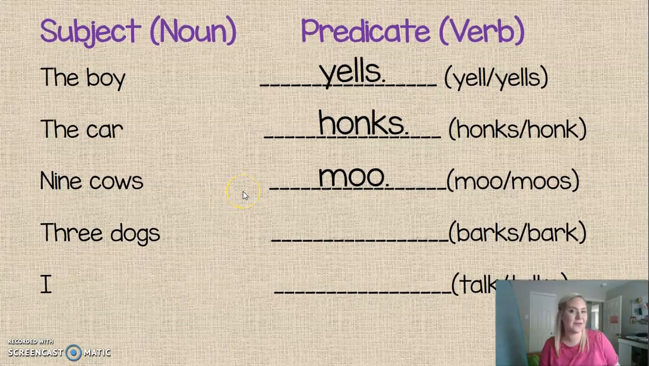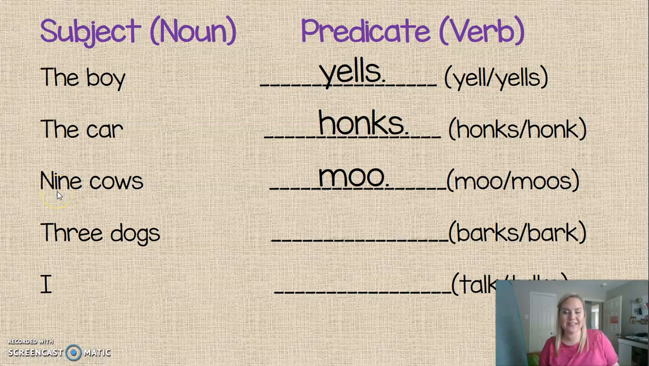All right, hopefully you got this one right. 9 cows. My first indicator that this is plural is talking about the number 9, so I know that's more than one, and I have the letter S at the end. That makes it plural. 9 cows moo. Remember, I'm not going to add an extra S to the end of my verb, so I would not say 9 cows moos. So if it sounds weird, it probably is not correct. Okay, 3 dogs barks or 3 dogs bark.